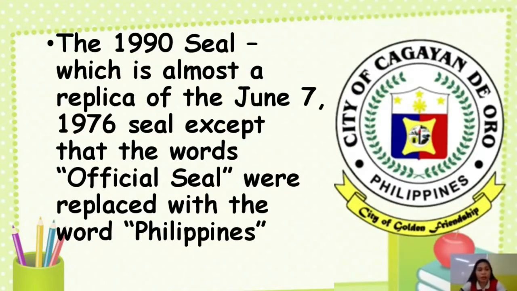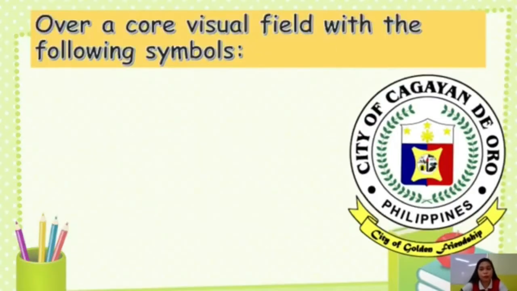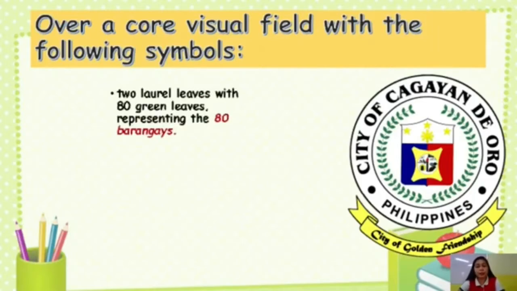And now, let us talk about the seal of Cagayan de Oro. The 1990 seal, which is almost a replica of the June 7, 1976 seal, except that the words official seal were replaced with the word Philippines through Ordinance number 280 on September 24, 1990, contains the words City of Cagayan de Oro, and over a core visual field with the following symbols.